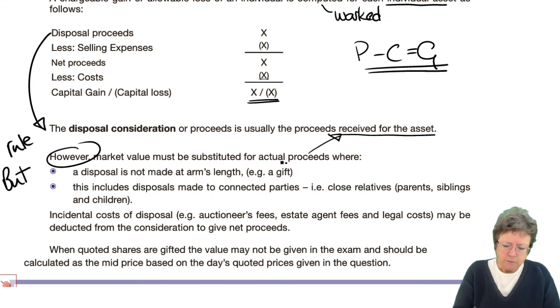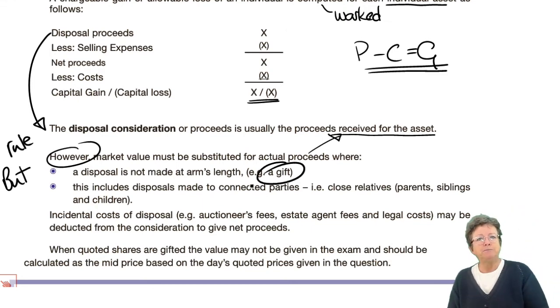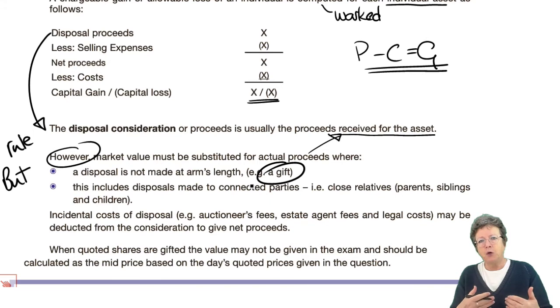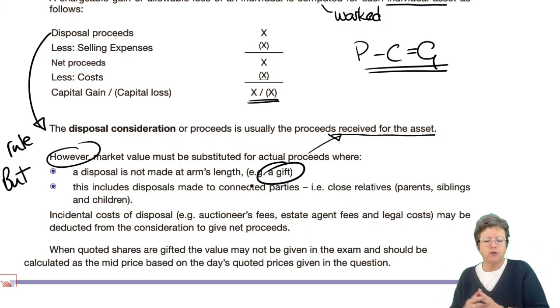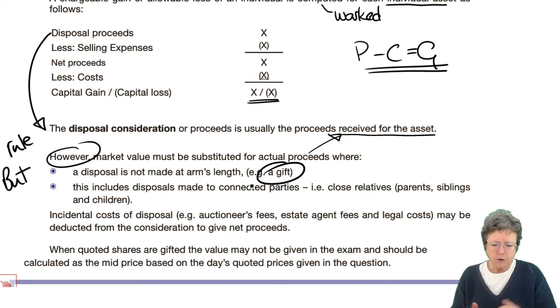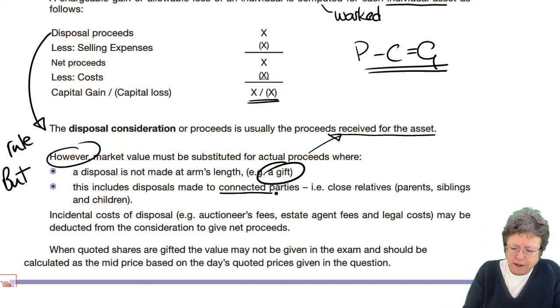Now, if that's the case, you've probably had it for less than what it's worth. Or, I've given it to you. That can still give rise to a capital gain. If that's the case, you must use the market value. So be careful in a question if it gives you the disposal proceeds, if there is any, and the market value. Just check the question to see who are you selling it to. Okay, just be careful with that. So this is connected parties. It's called connected parties, close relatives and friends.